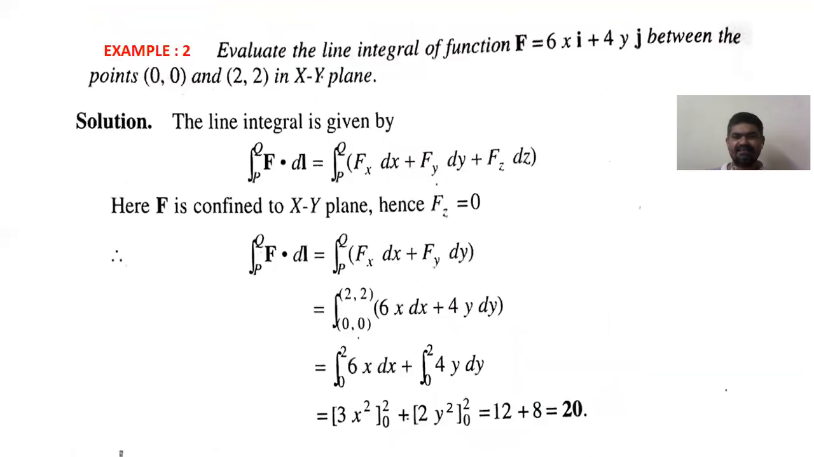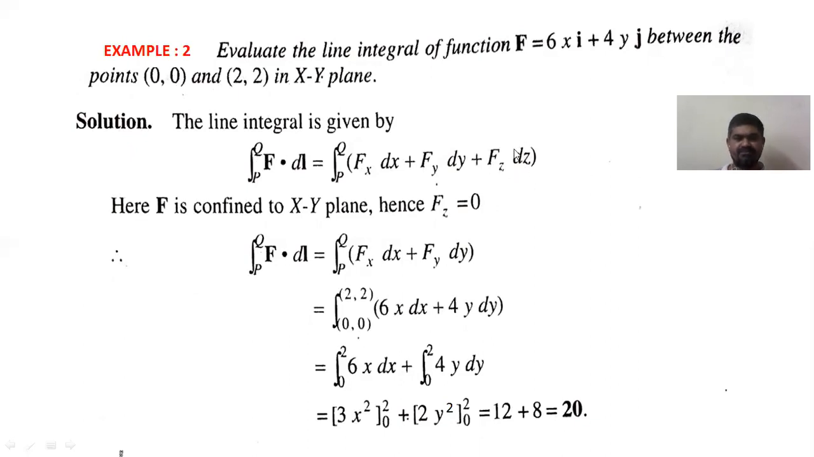Next, go for the second example. Evaluate the line integral of a function f bar equals 6x i plus 4y j between the points 0, 0 and 2, 2 in the xy plane. Here the problem specifies the xy plane, therefore there is no z term at all. That is why we take the line integral of f dot dl bar within the limits 0, 0 to 2, 2. Taking the point p to q, it is written as fx dx plus fy dy plus fz dz, but there is no z component, therefore fz will be 0.